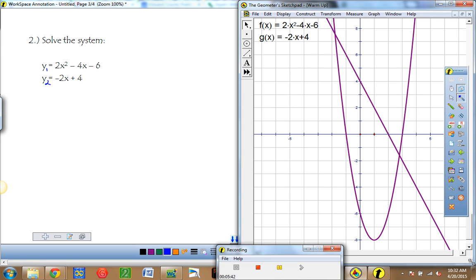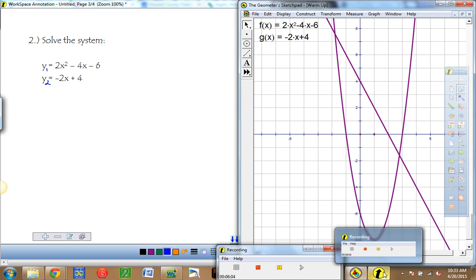I got it! I got a parabola. Does it look like this? So how many solutions are there? 2. Why is there 2 solutions? They intersect twice. It crosses at 2 points. We've got a point down here, and we've got a point up here. Does that make sense? So, with your calculator, go to second trace, there is one that says intersection. Okay?